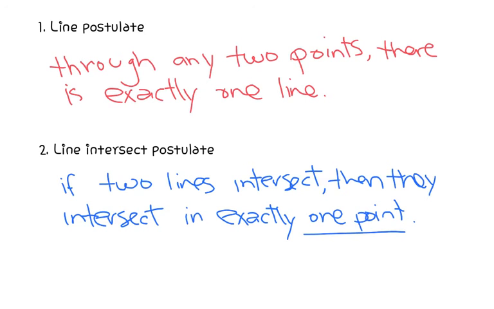All right, the line postulate basically states that through any 2 points, there is exactly one line. Pretty basic. Number 2 here, the line intersection postulate states that if two lines intersect, then they intersect in exactly 1 point. Notice we've already talked about this. I'm just giving you guys a name because these are actual postulates.